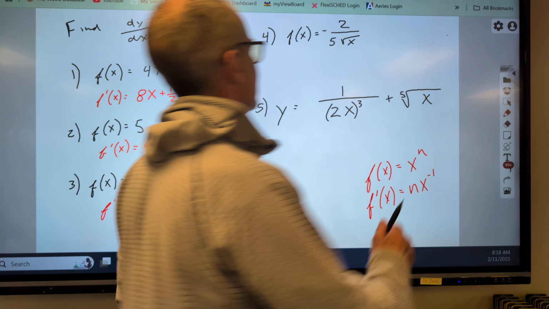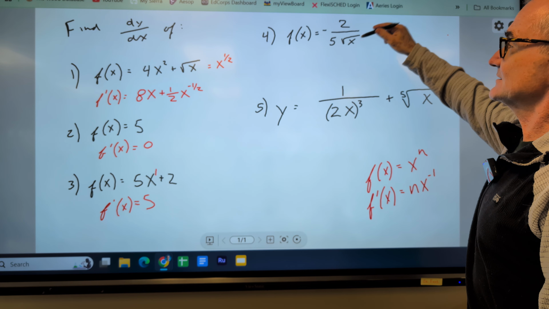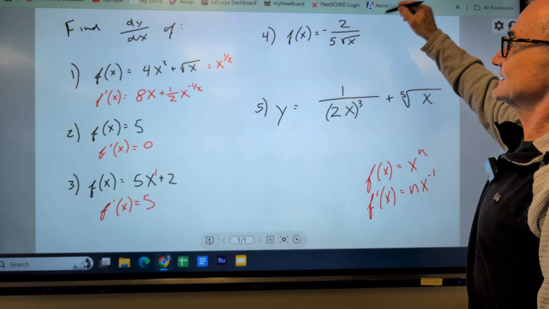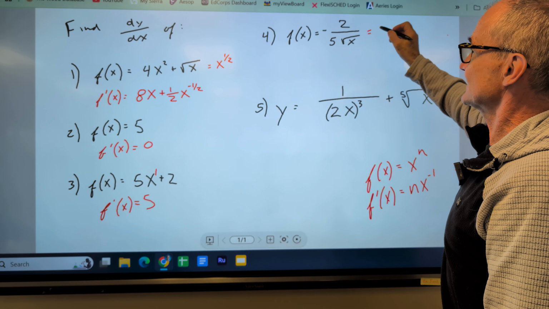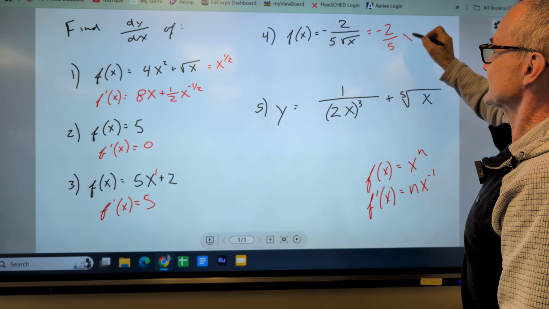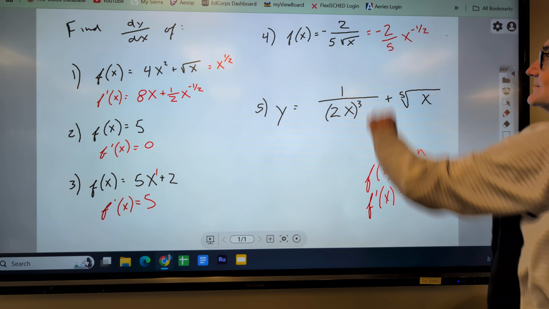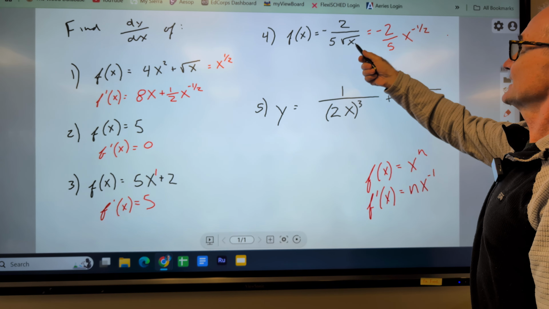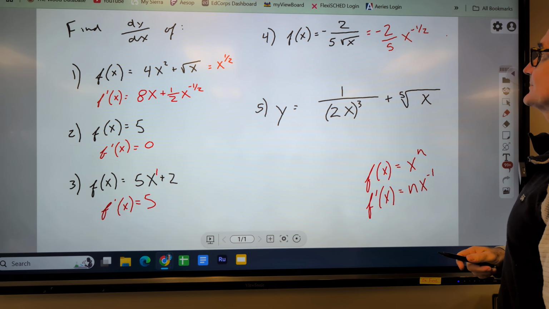On number 4 here, we're going to convert this radical in the denominator into a fractional exponent in the numerator. So f of x is equal to -2/5 x to the -1/2. So there's that 2/5, has that negative in front. And then I made this positive by moving it up in a fractional exponent.